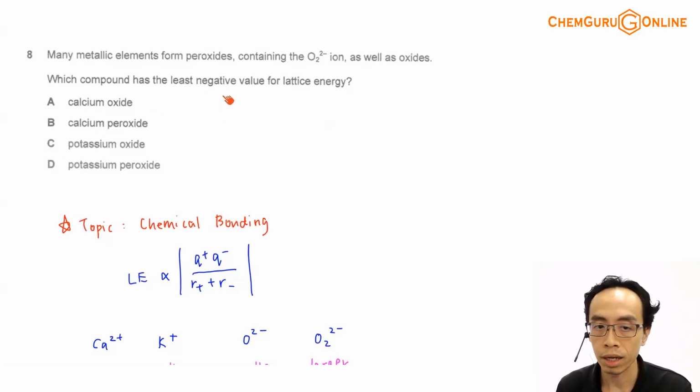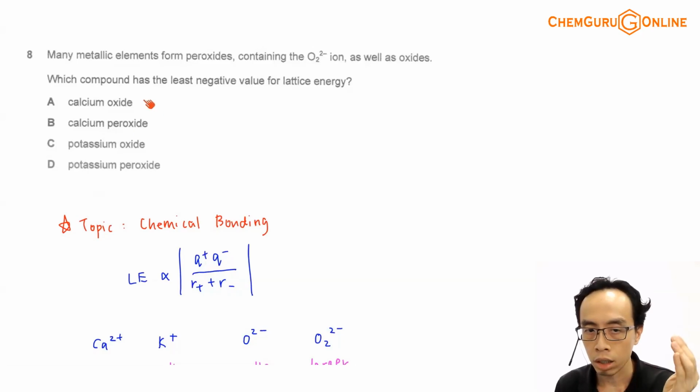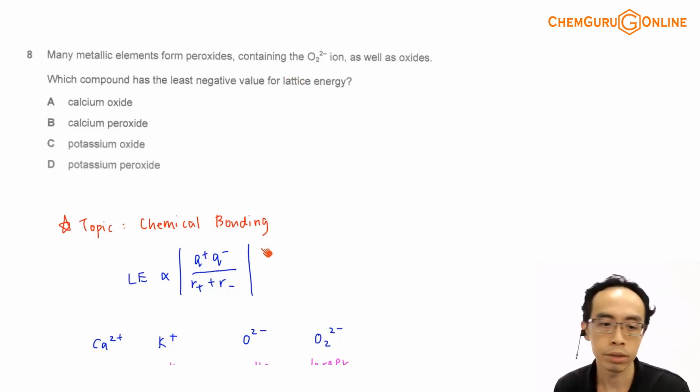So least negative means that the magnitude is the lowest, the smallest. That means the ionic bond is the weakest. So the magnitude of my lattice energy will be the smallest. We have 4 options: calcium oxide, calcium peroxide, potassium oxide, potassium peroxide. If we think about it, we only have 2 cations and 2 anions: Ca2+ versus K+, oxide, which is O2-, versus peroxide, O2 2-.